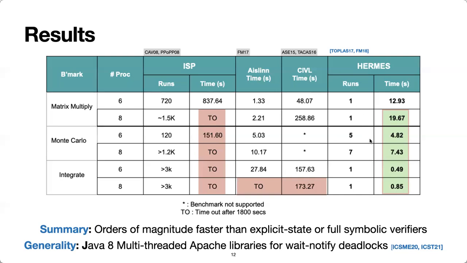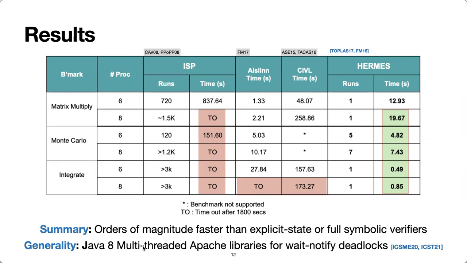The number of program runs it had to do was very small, and much of the analysis was shipped to the symbolic analysis, right? Under the SAT encoding, the SAT solver essentially enumerated the abstract schedules and reasoned about them. So in summary, we saw orders of magnitude speedup over explicit state model checkers and full symbolic verifiers. So dynamic symbolic verification had some merit to it.